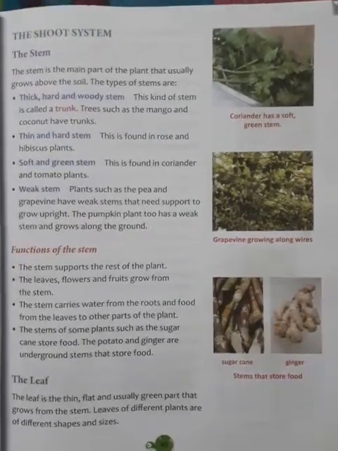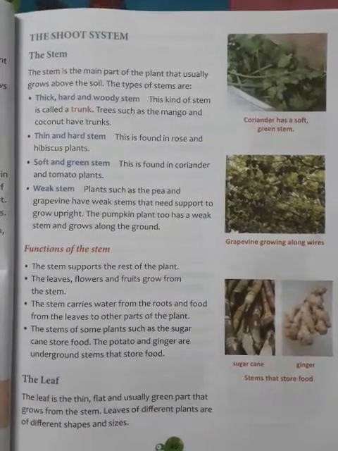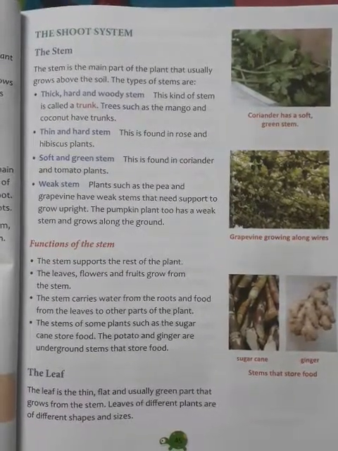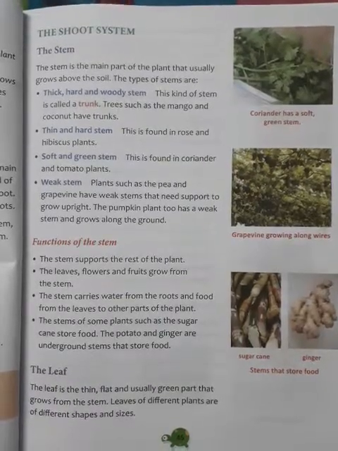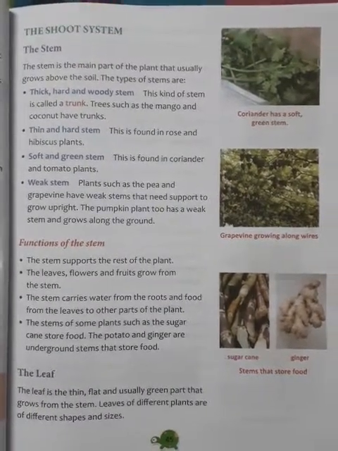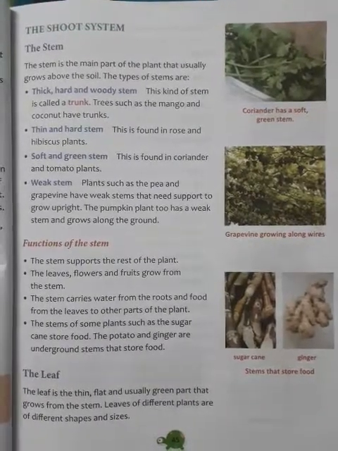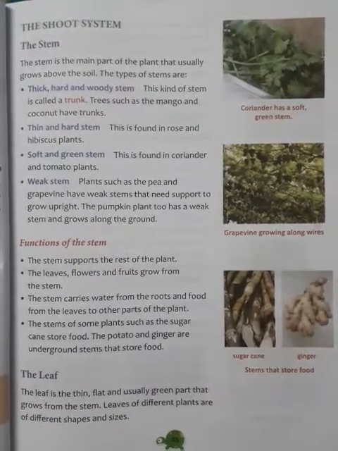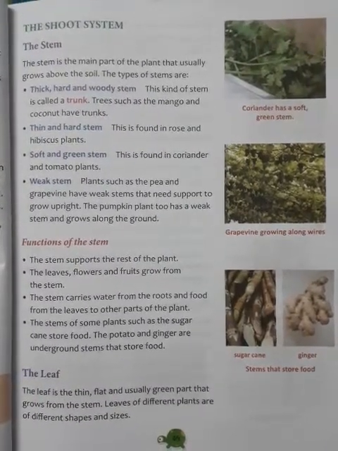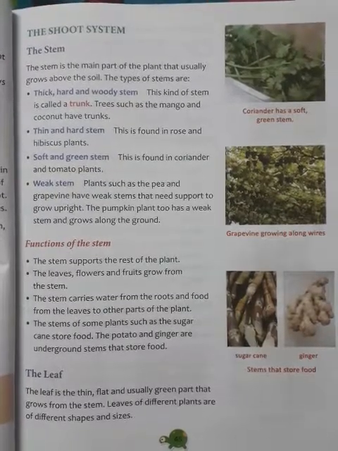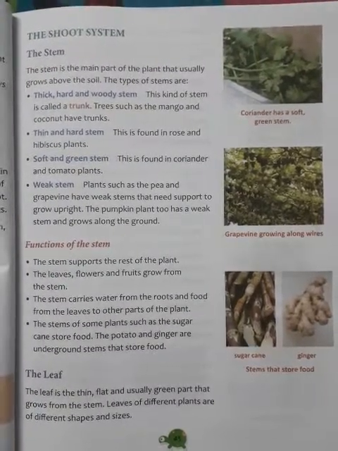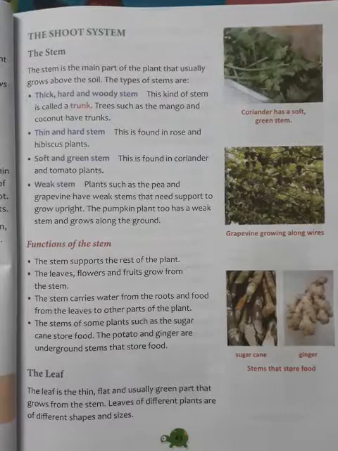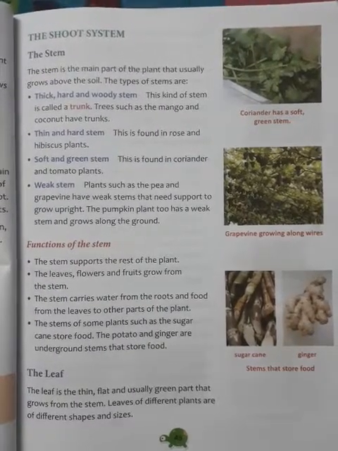So children, we were studying in chapter number 5 of science. We are doing the shoot system. Shoot system has mainly the stem. The stems are of different types. Thick, hard and woody stem, also called trunk, found in mango, coconut and so on. Thin, hard stem, also found in the rose and hibiscus and other small plants. Soft green stems found in the coriander, tomato, and other small plants. Weak stems which are pea, grapevine, and also the pumpkin, and so on.